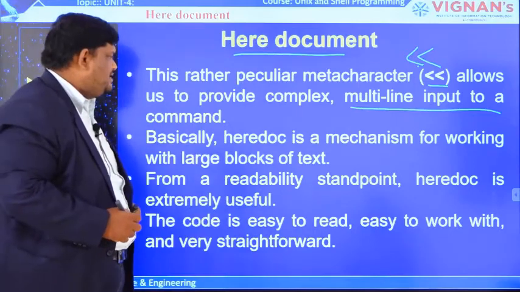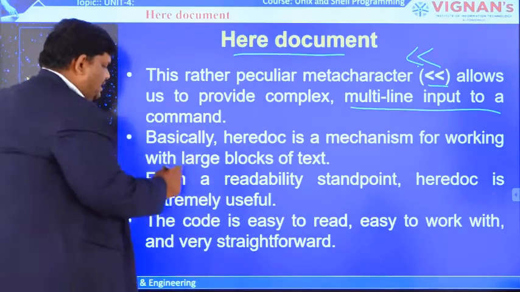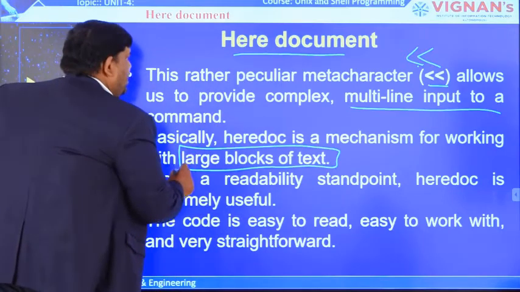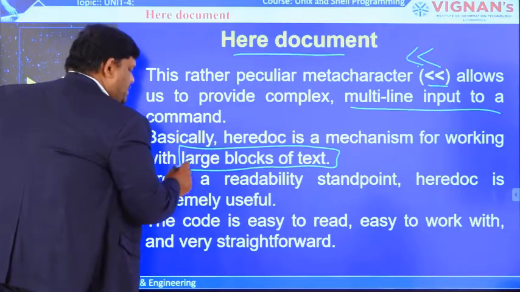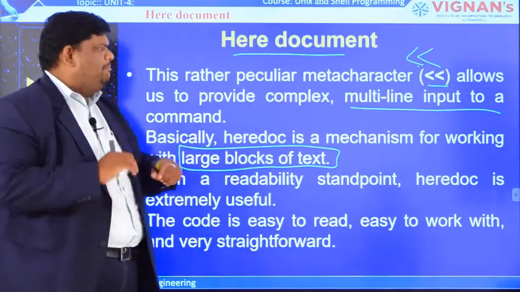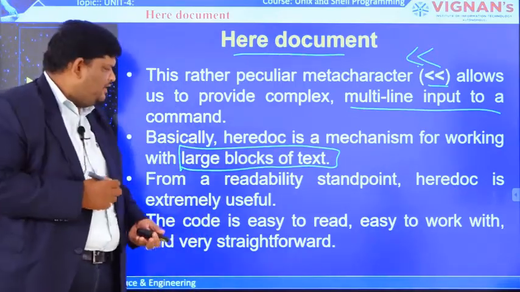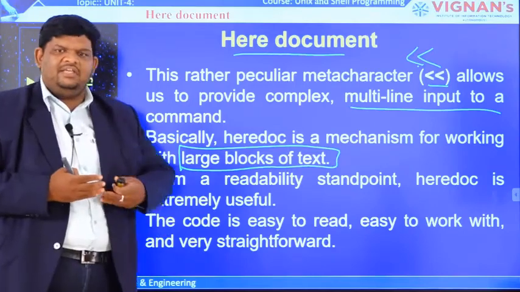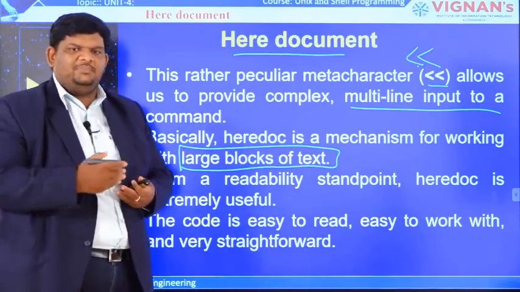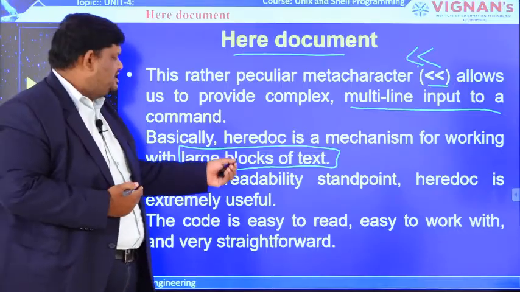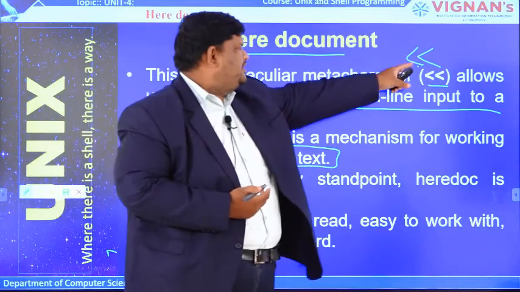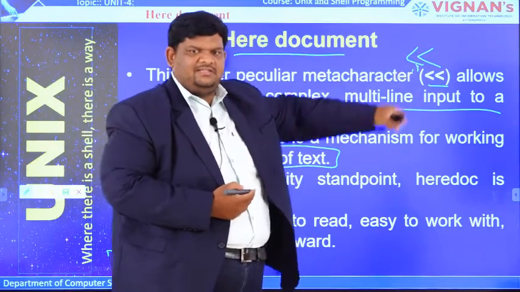Basically, a here document is a mechanism for working with large blocks of text. So this is only one option. With the help of a here document, we can provide large blocks of text, that is, multiple lines of input. If our requirement is only one line, an echo statement is enough. If you want to provide blocks of code or multiple lines, then it is possible with the help of a here document. That is, continuously we have to give these meta characters, the less than symbols.